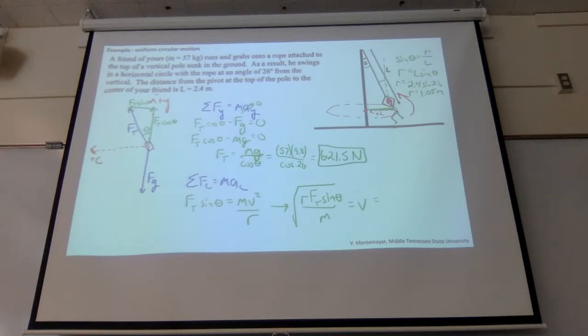Let's plug them in. 1.05 times 621.5 times the sine of 26, all over the mass, which was 57, and someone has that velocity. What is it?